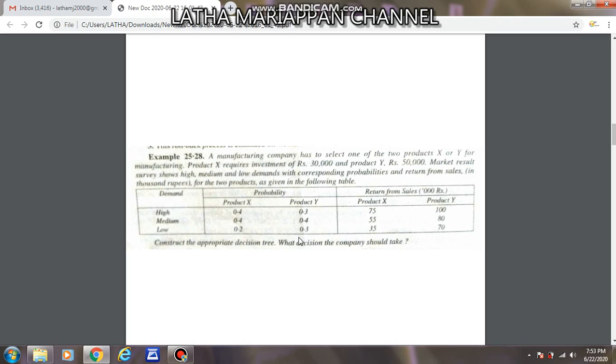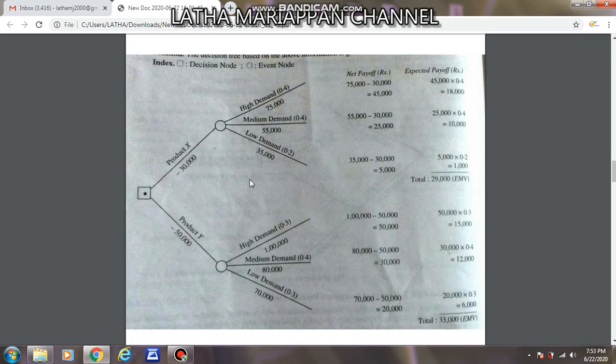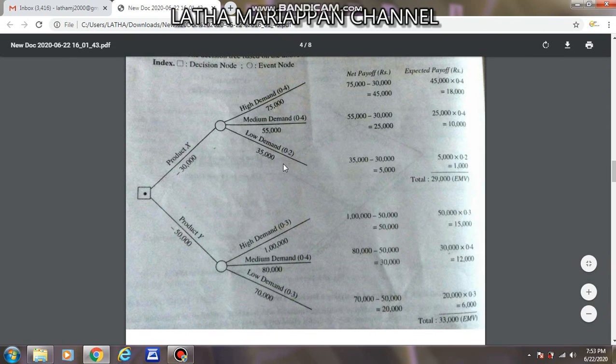Okay, so you have to construct a decision tree and you have to give a suggestion to the company which product they have to make, whether the product X or the product Y. Okay, we'll see the decision tree now. So here there is one node, we always start with one node, it should be a square. And how many events, in the sense how many products they have given here, two products, so two circles you have to use. Okay, in that there are various sub branches, these are all sub branches. So three demands they have given, one is high demand, medium demand and low demand. Okay, and similarly for product Y, high, medium and low.